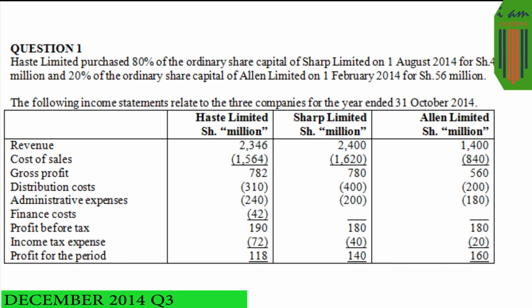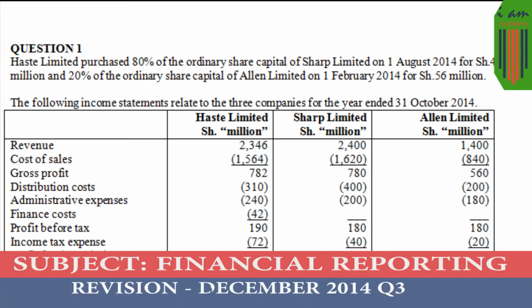On the date of acquisition of Sharp Limited, the fair value of non-controlling interest was 109 million shillings. Hearst Limited estimates that as of 31st October 2014, 6 million shillings and 2.4 million shillings of the goodwill arising on acquisition of Sharp Limited and Allen Limited respectively have been impaired.